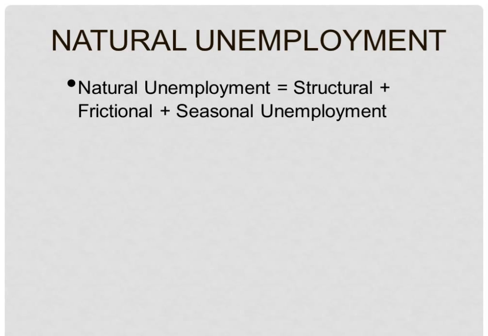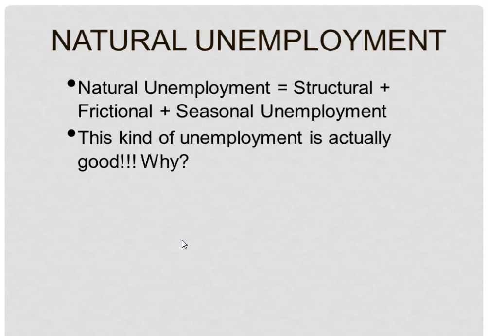Now, that brings us to a term called natural unemployment. And natural unemployment is actually a very simple concept. It's the sum of the first three types of unemployment: structural unemployment, frictional unemployment, and seasonal unemployment. And it's actually, in a way, what I call the good unemployment, believe it or not. This is the kind of unemployment we actually want. But why? Why is it good?